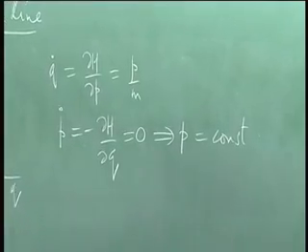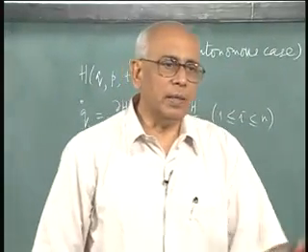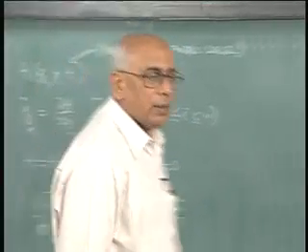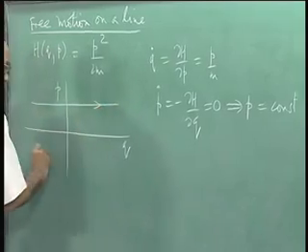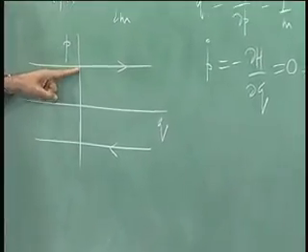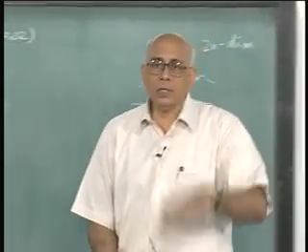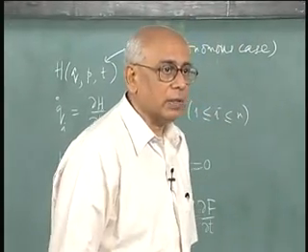What determines the initial value of p? What determines the value of p? The initial condition, whatever be the initial condition. And what do the trajectories look like? Just straight lines parallel to the q axis, either this way or that way, depending on whether the initial p 0 is positive or negative. So the whole plane is striated by these lines. These are the phase trajectories.